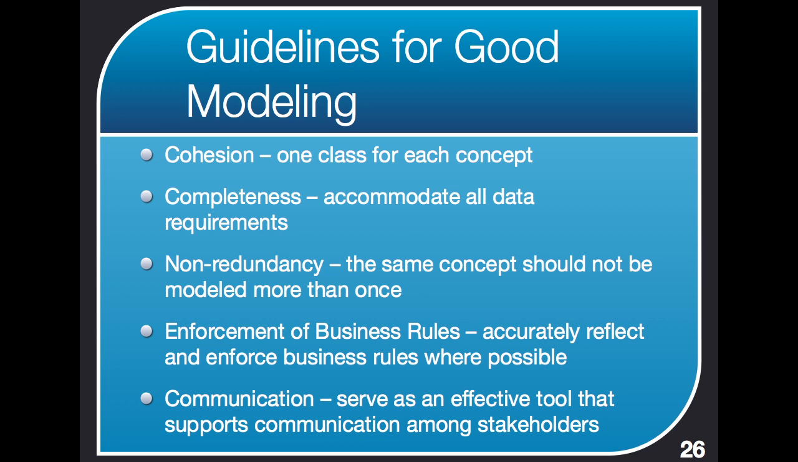Now, this isn't a class on modeling, but there are some guidelines you should keep in mind so that your model turns out pretty good. Number one is cohesion. There should be one class for each concept. In other words, if you have the same concept, you don't want to model it as more than one class per concept. Completeness. It ought to include all of the data requirements. If it doesn't have all the data requirements in it, then it's not really a model of your exchange. Non-redundancy. The same concept should not be modeled more than once. Again, you should have each concept in there once. Enforcement of business rules. To the extent possible, it should accurately reflect the business rules that you have that control your exchange. And then finally, communication.